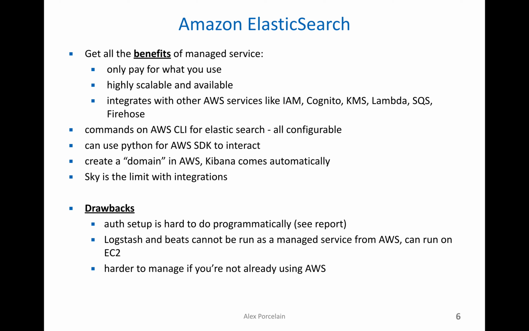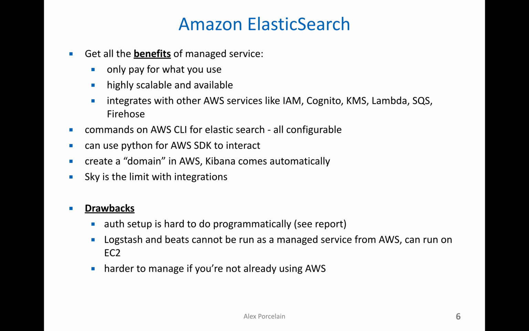The only drawbacks I noticed so far of using Elasticsearch is that authentication is very hard to do programmatically. Even the AWS guidance, which I looked at, says you should configure all the roles in the console. So that's what I did. Logstash and Beats and some of the ingestion sides of the pipeline can't be run as a managed service. So you have to really configure that all on a server or service. And if you're not only using AWS, it may not be the easiest option, simply because you'll have to deal with all the network connectivity and permissioning, especially from outside the AWS world.